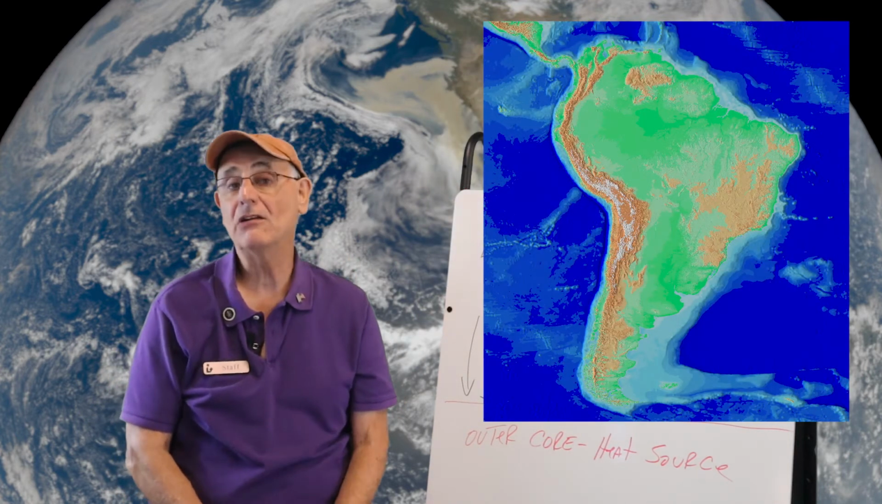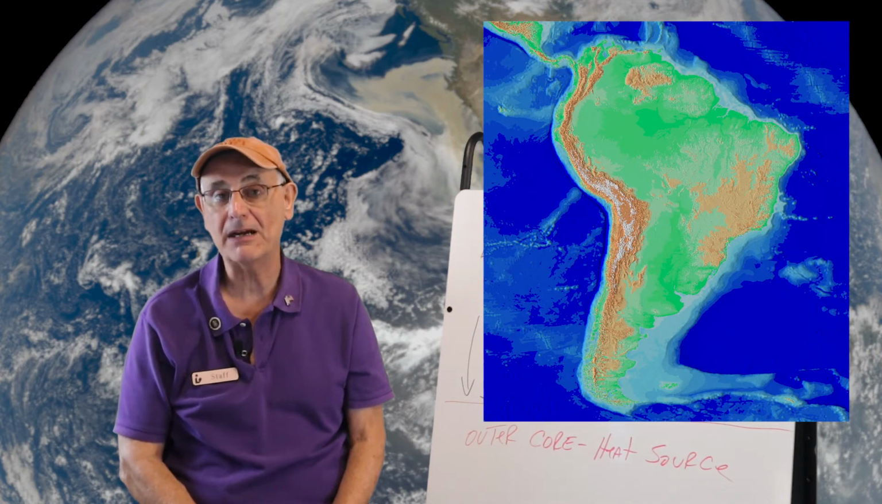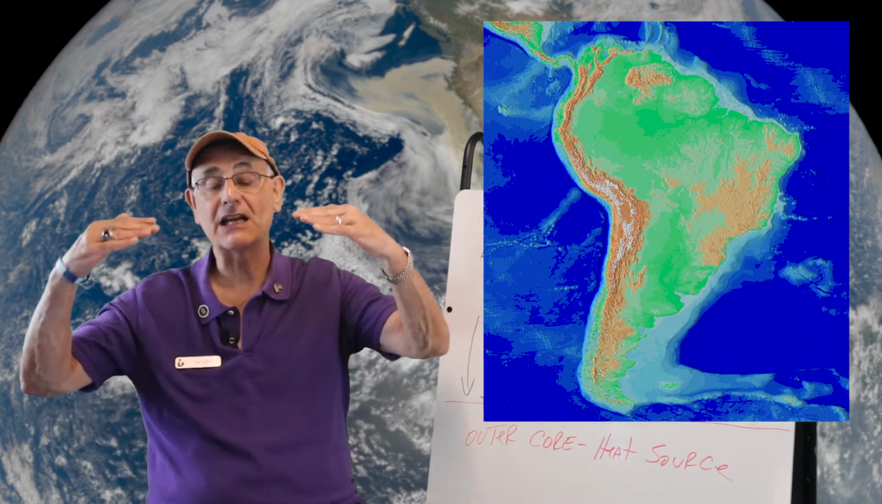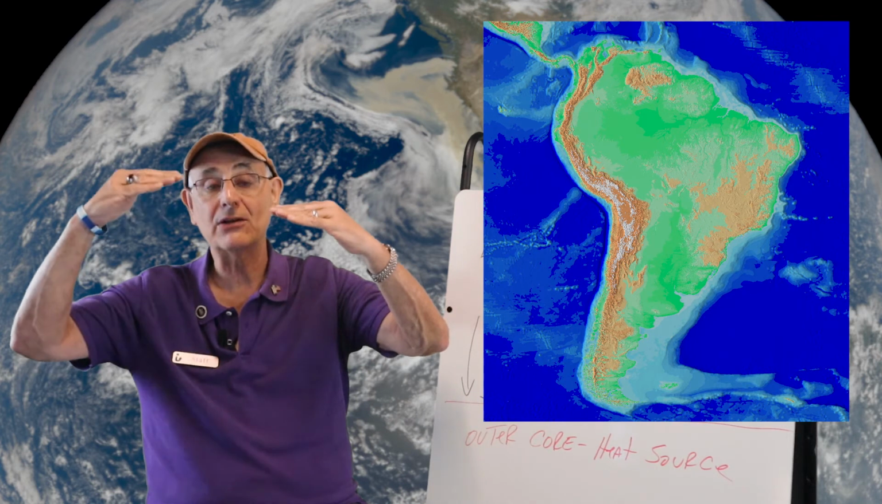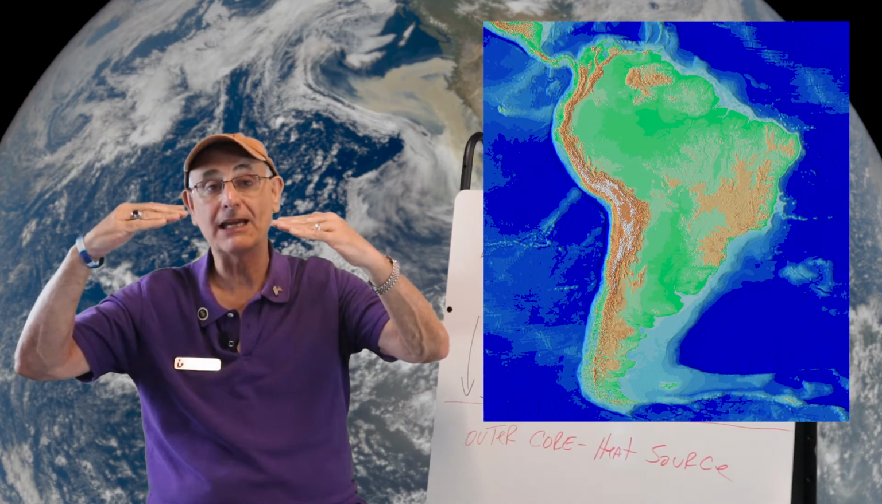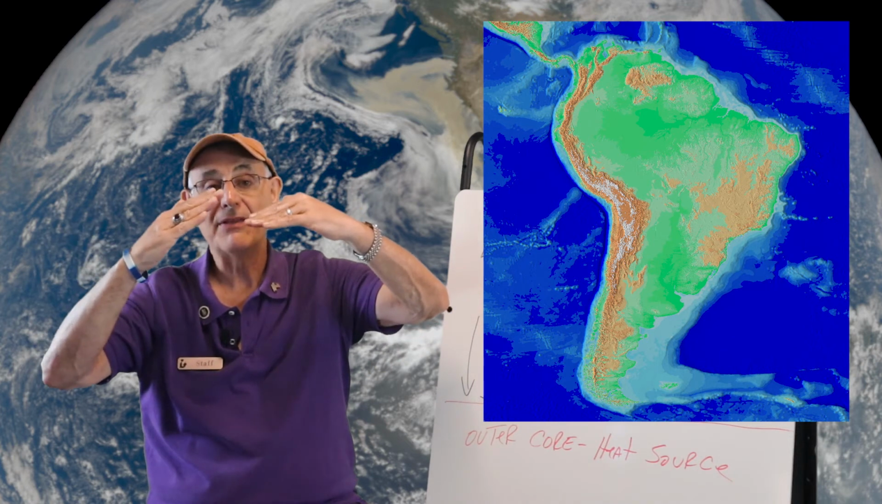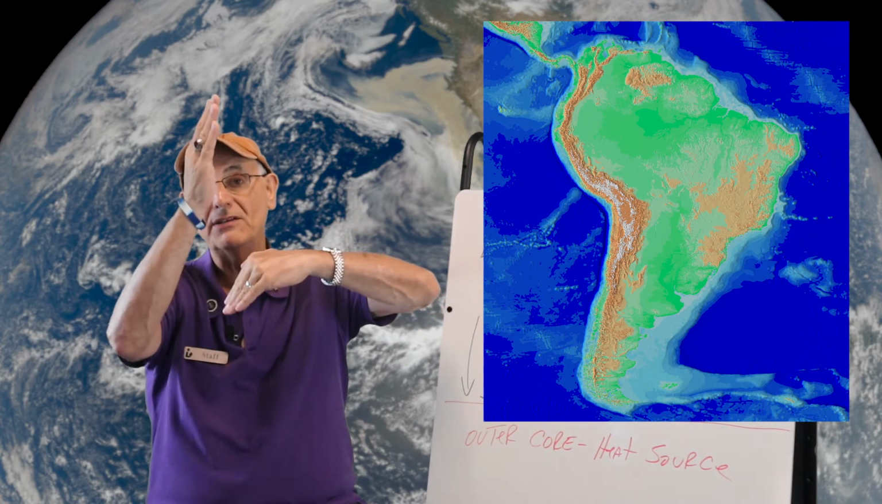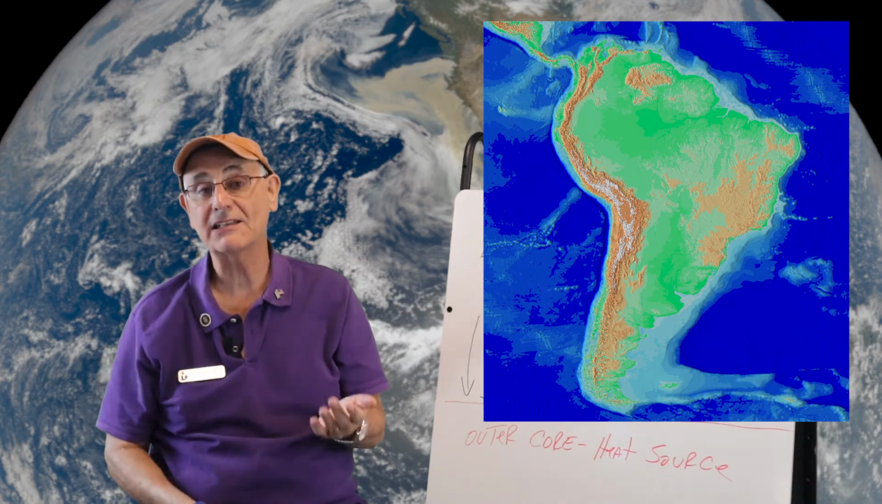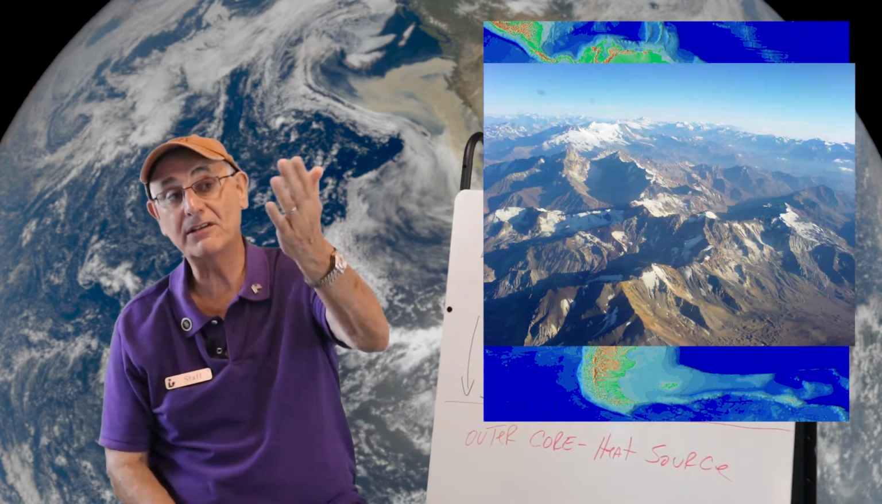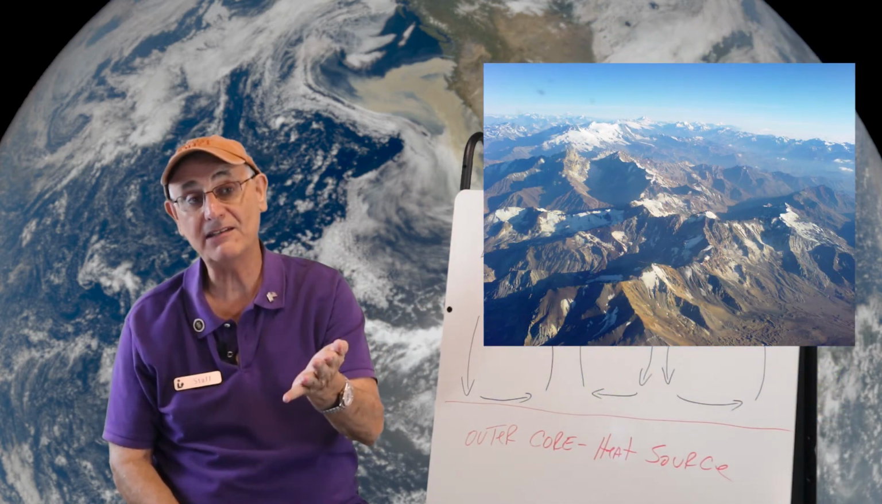So for example, take a look at the map over there of South America. What you have is the Pacific plate colliding with the continental plate, meaning the South American plate. When they collide, the oceanic crust is going to go underneath and push the continental crust upwards. The end result is going to be the Andes Mountains.